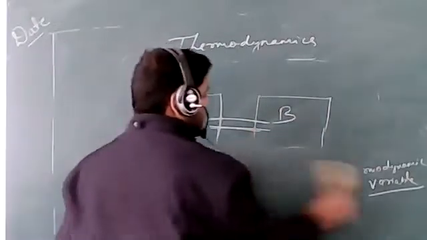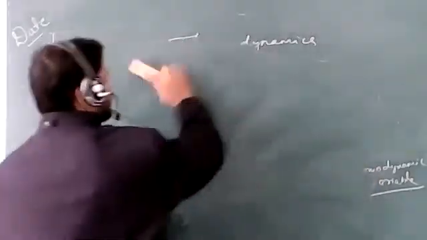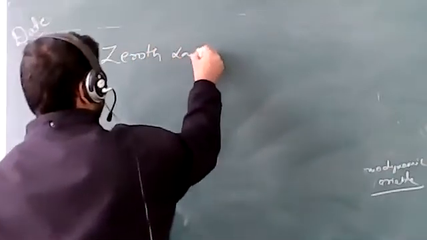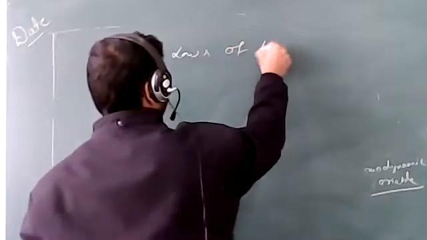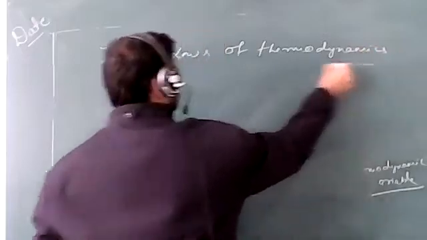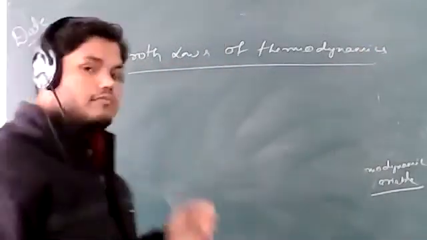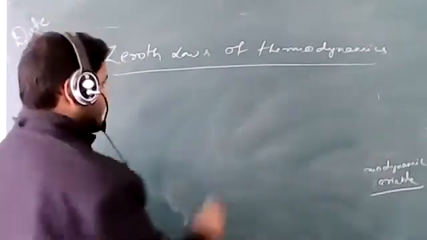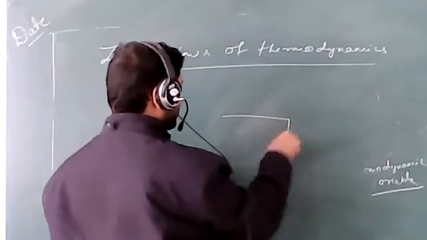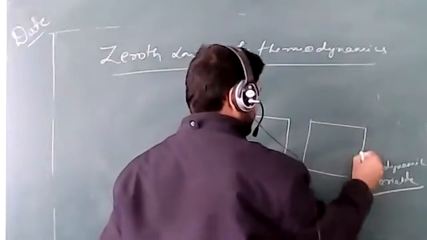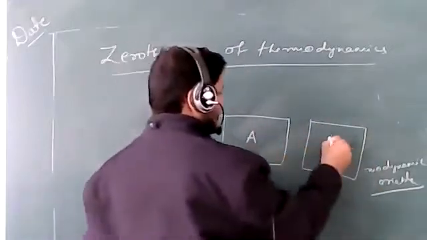Next, what is the zeroth law of thermodynamics? This is one of the most important laws of thermodynamics. What does the zeroth law say? The zeroth law says that if we take two systems, this is system number A, and this is system number B.